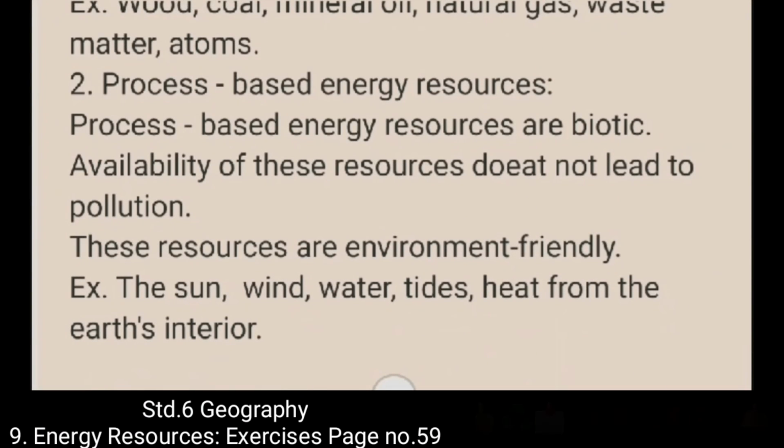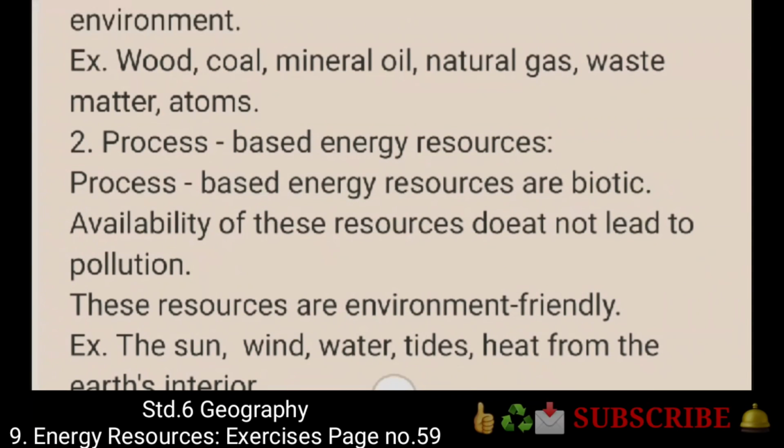Second, process based energy resources. Process based energy resources are abiotic. Use of these resources does not lead to pollution. These resources are environment friendly. Examples: the sun, wind, water, tides, heat from the earth's interior.